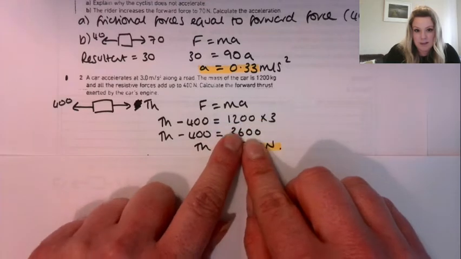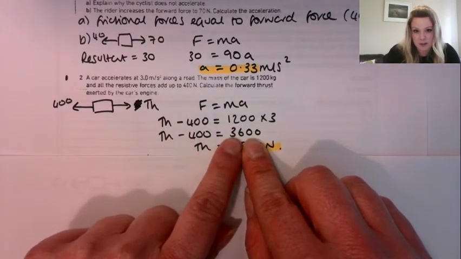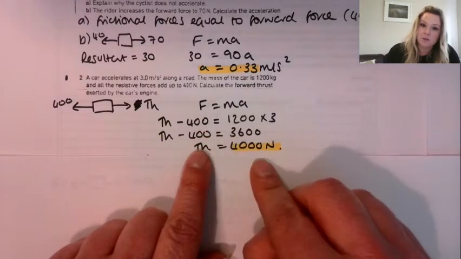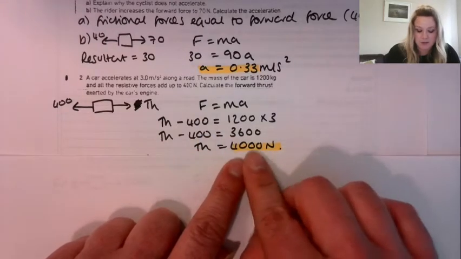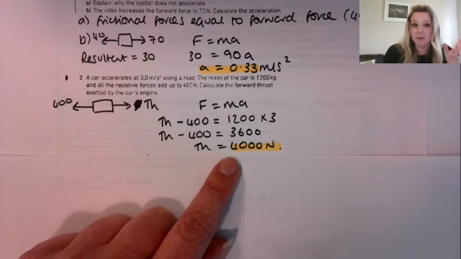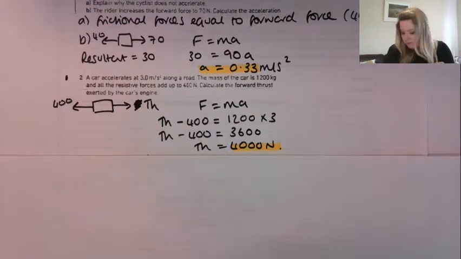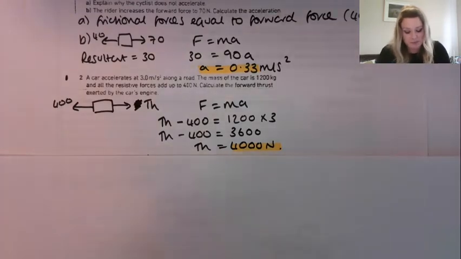So going from this line to this line, I've just tidied it up. So thrust minus 400 is 3600. Then I have to add 400 onto both sides to get my thrust of 4000. The majority of people that did go wrong in this one, you took the 400 away from the 3600 instead of adding it on. And that might be because you set your working out differently, it might not be.